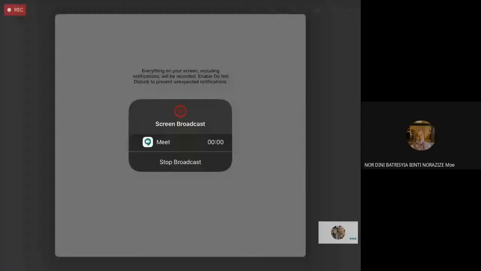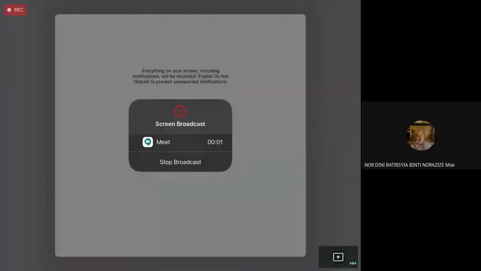Tak nampak skrin saya. Hilang. Okay, tak apa, sekejap. Dia buat perangai dah.